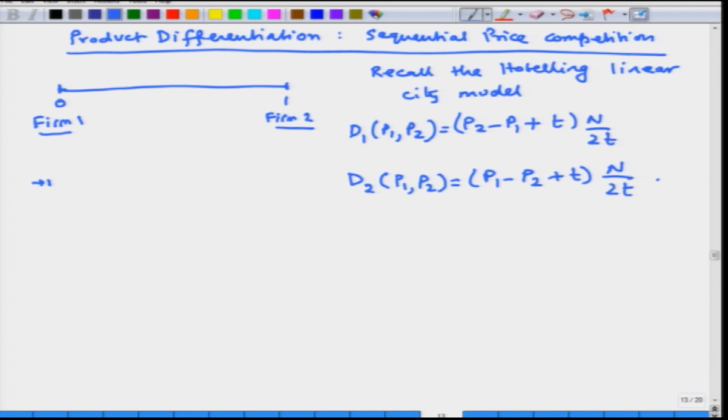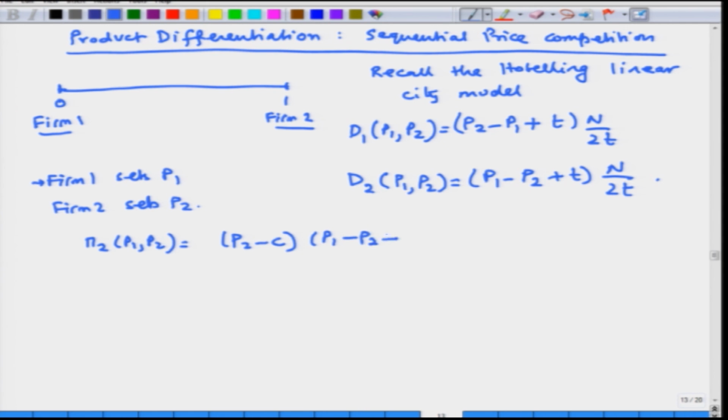Firm 1 sets P1 and then firm 2 sets P2 after observing P1, and the way we would solve it again is by backward induction. We look at what firm 2 is going to do, find out firm 2's best response function, which we already know because we have already solved for it under the Hotelling's linear city model. So, if you look at pi 2, we have (P2 minus c) times D2, which is (P1 minus P2 plus t) times n divided by 2t.